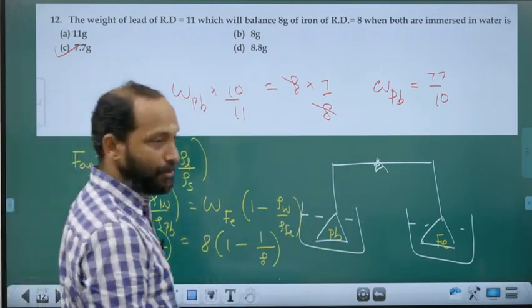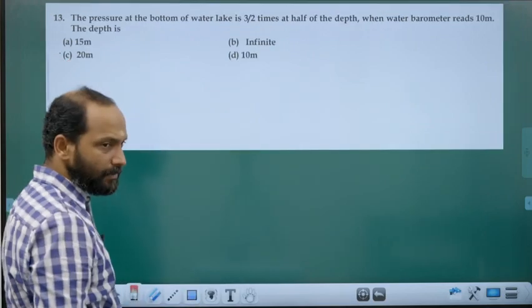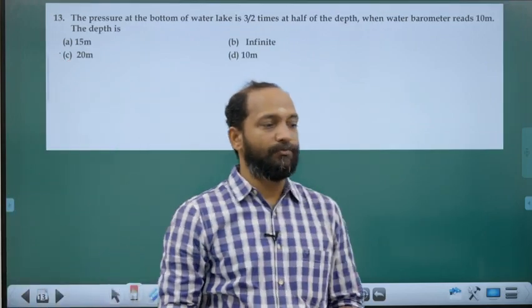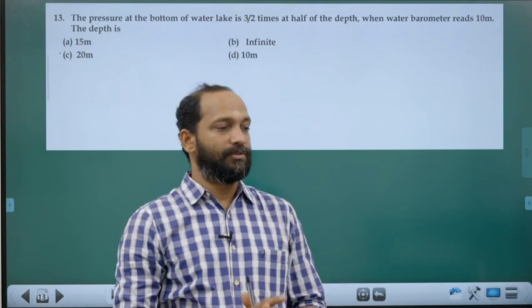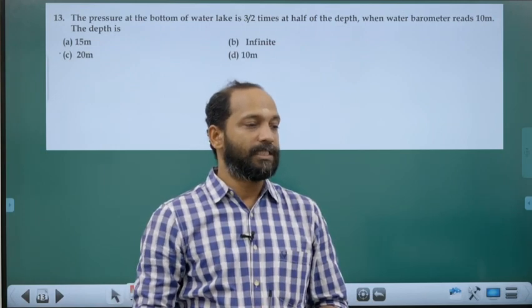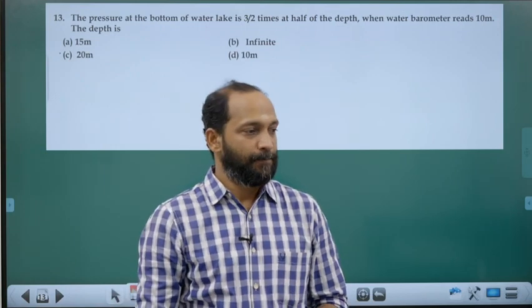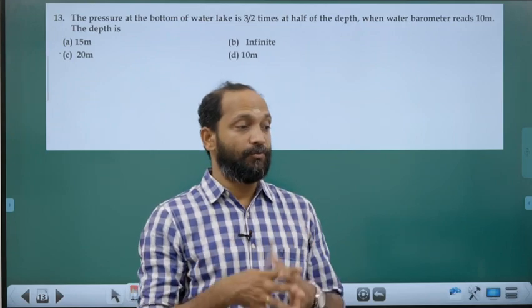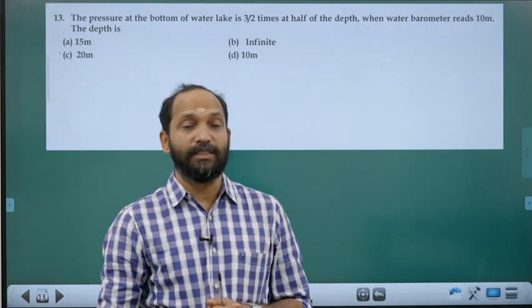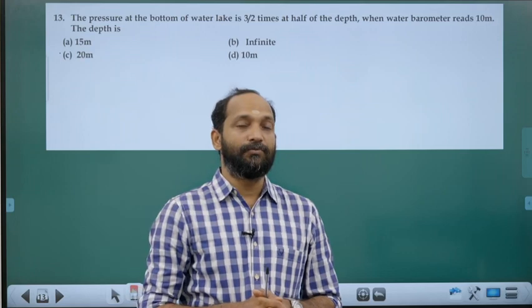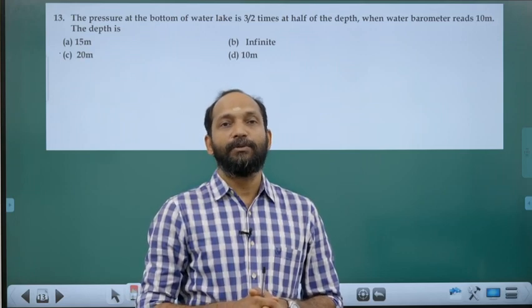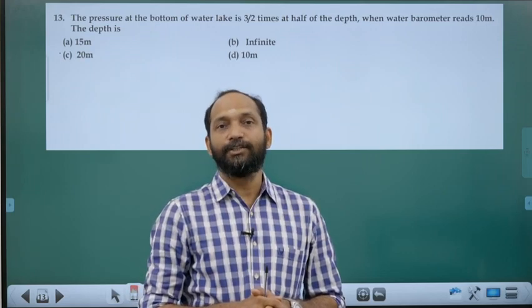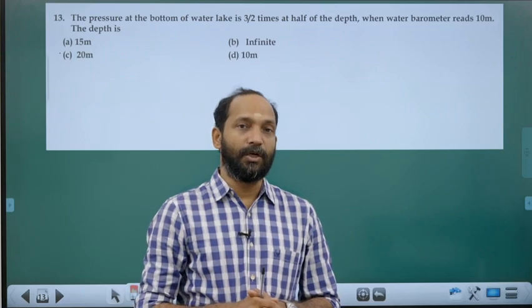It's a good question, you can try. 13. Pressure at the bottom of a water lake is 3 by 2 times the pressure at half of the depth. The water barometer reads 10 meter, the depth is? Here we use the concept of the water barometer. The calculations become much simpler. The height of the water barometer is known to be 10 meter.